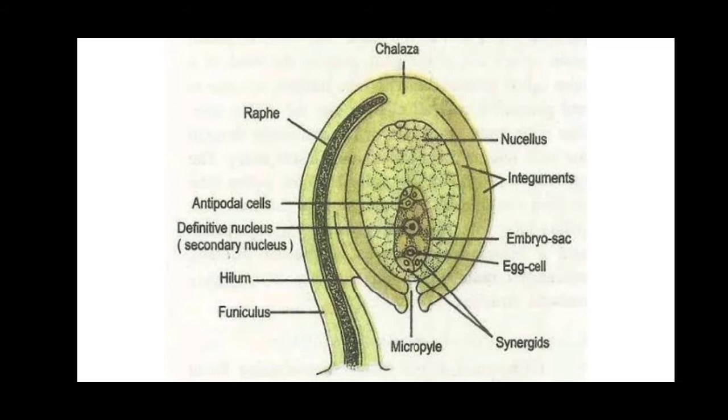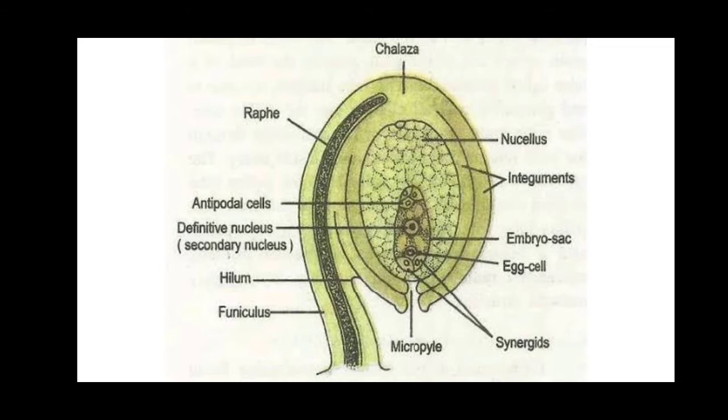Now, the ovule contains a large mass of parenchymatous cells called the nucellus, and from there the main embryo sac develops. This is the place where the embryonic development will take place later on. So the embryo sac is located inside the nucellus, and it is a multicellular structure, which will be discussed in the next slide. Now, the outermost multicellular covering of the ovule is what is known as the integument.